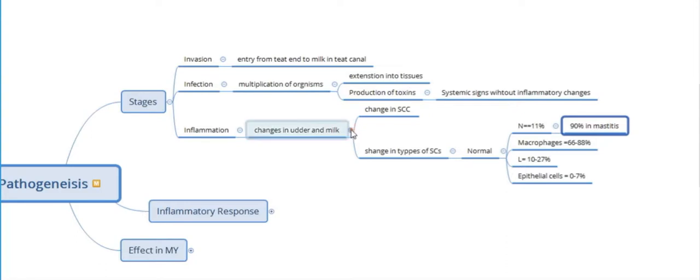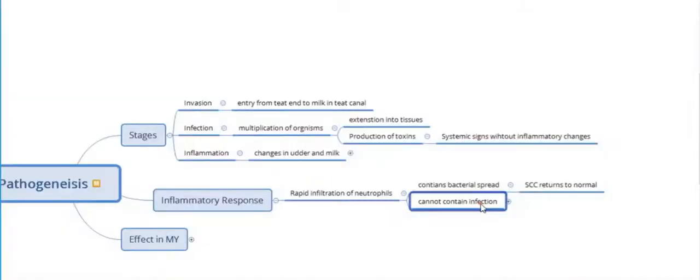Then the inflammatory response. What is the response to this inflammation? There will be rapid infiltration of neutrophils. Then these neutrophils act like macrophages and engulf the bacteria that are present in the milk. And if the primary infiltration is able to contain the infection, the somatic cell count will return to the normal values, and that will cure the disease. Now, what happens if this primary infiltration is not able to control?